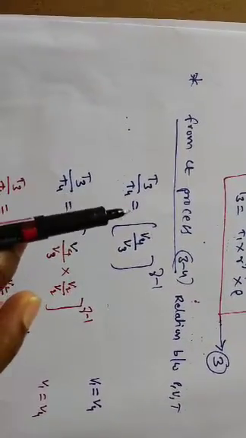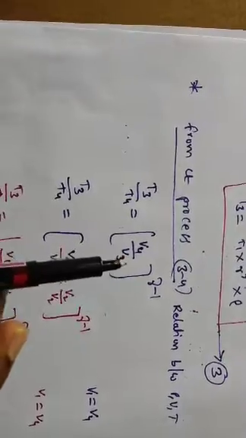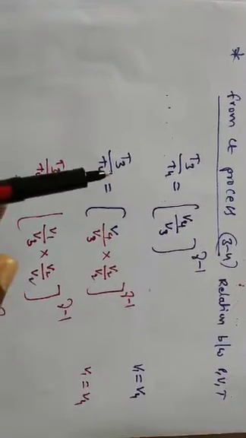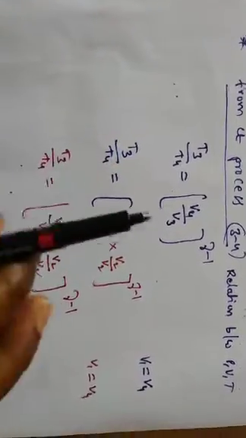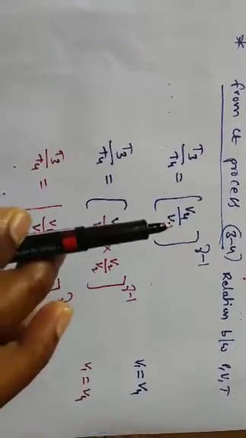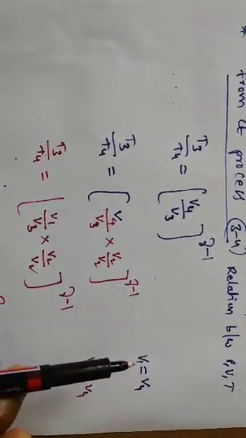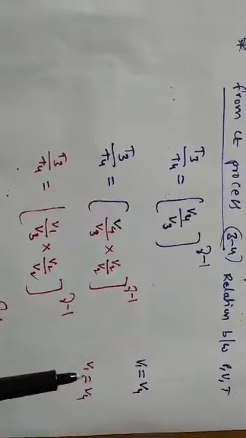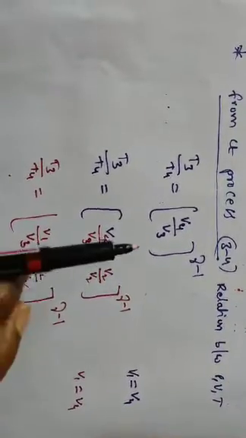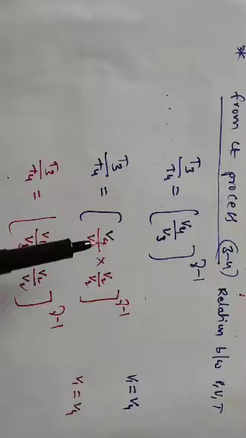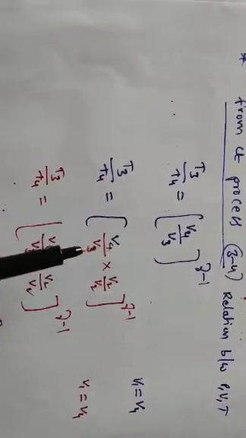Sorry, T3 by T4 is equal to V4 by V3, raised to gamma minus 1. From the PV diagram, V1 is equal to V4. So we can write V4 by V3 as V1 by V3.